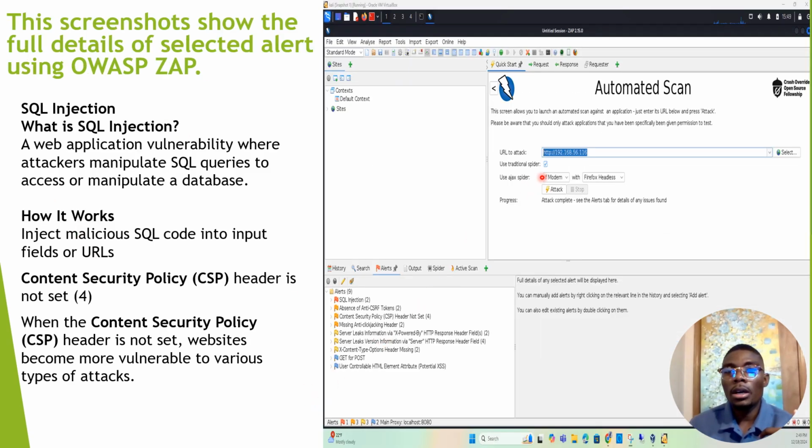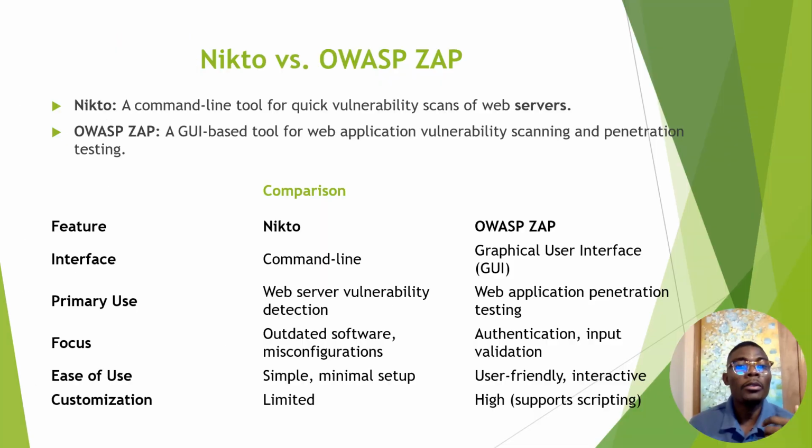When we did the full scanning, we call that full detailed scanning. We were able to find SQL injection. We were also able to further investigate what that stands for. It is a web application vulnerability where an attacker manipulates SQL queries to access or manipulate a database, right? We also went further to look at the content security policy header, which is not set. We saw that four of them weren't set, and what does that cause? A website becomes more vulnerable to various types of attack. When you have these things not set, the website is more vulnerable to different attacks. Four of them were discovered.